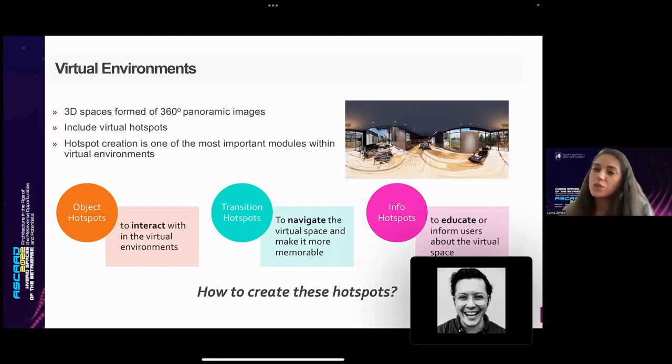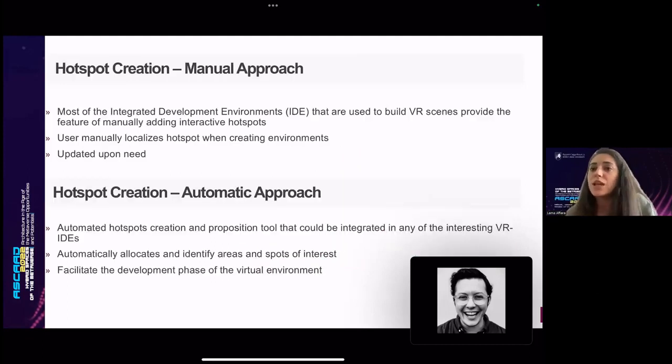So given this virtual environment, now we want to create the hotspots in the environment. How are these hotspots created currently? This is one of the most important modules in the virtual environment to allow navigation. The current approaches are manual. Basically, through the IDE, the creator of the virtual environment goes and finds some interesting locations on which he wants to add some information, or some navigability. And basically, they are manually found in the scene.